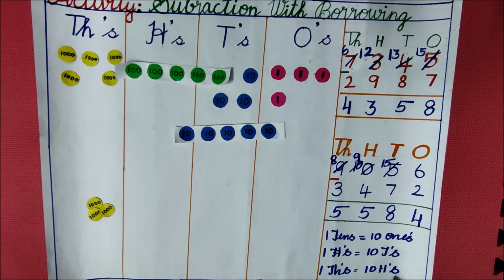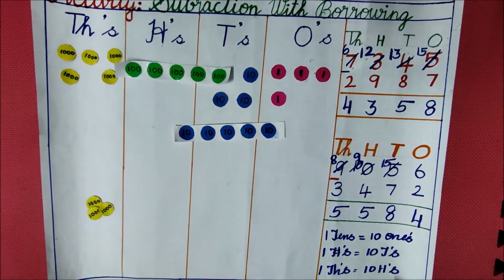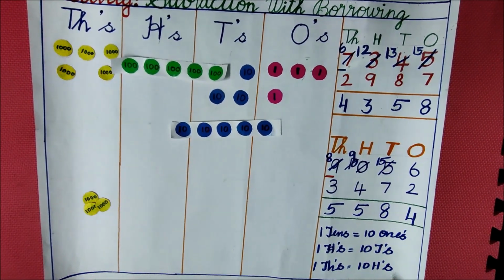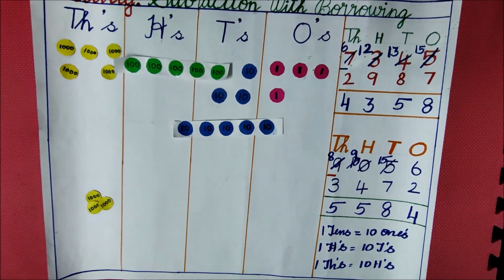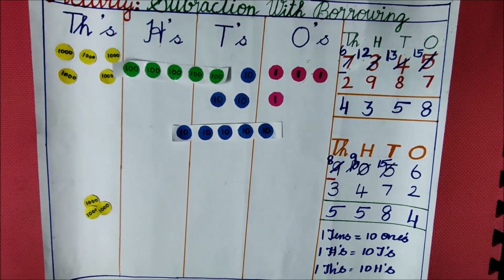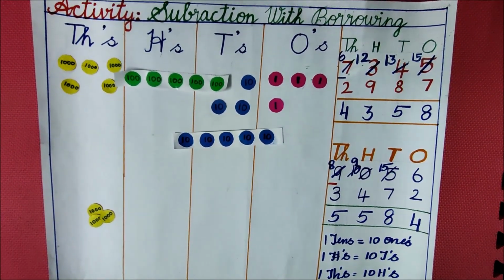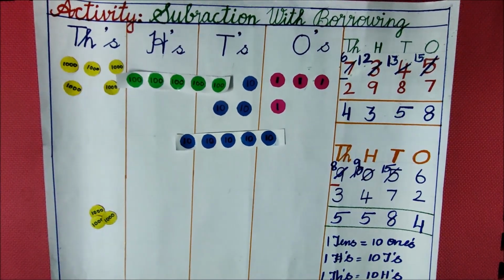Okay, fine, children. Now you have an assignment based on subtraction. Okay, so you have to complete the assignment and send through the WhatsApp group. Okay, children.